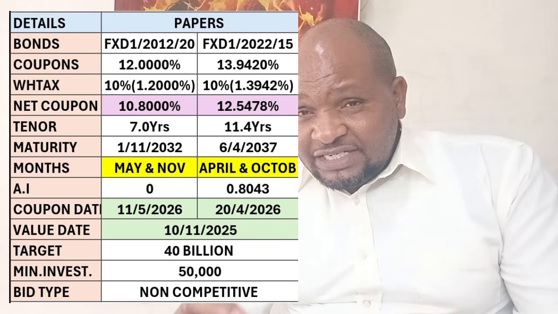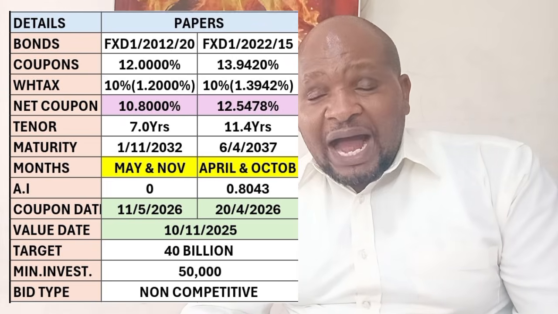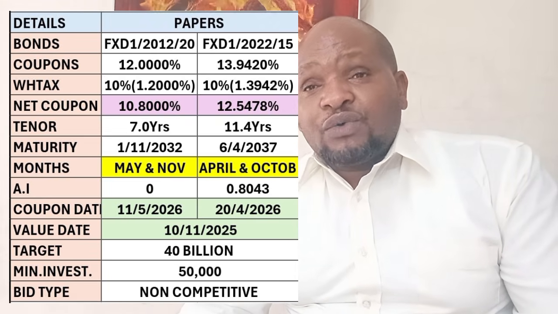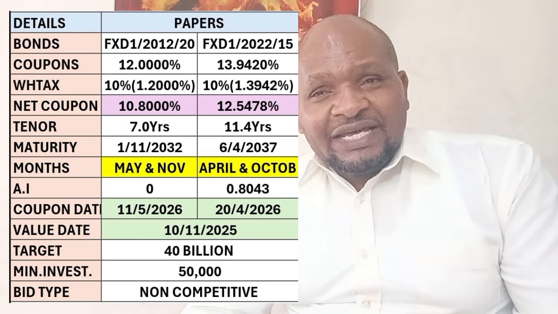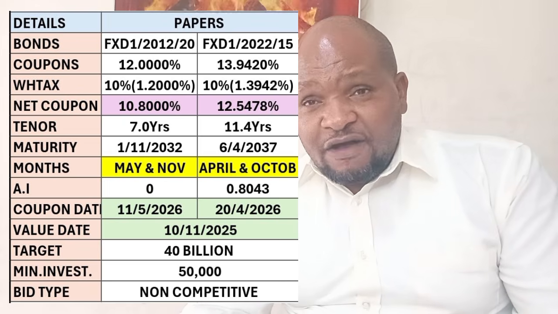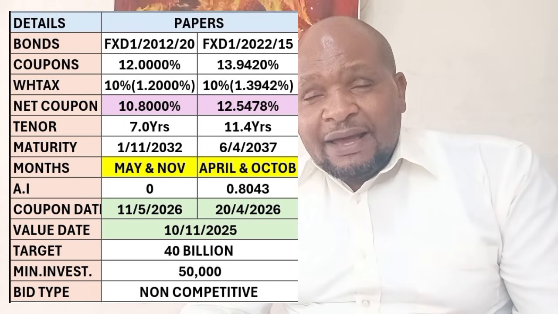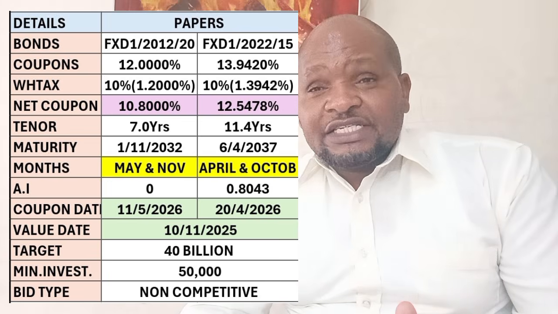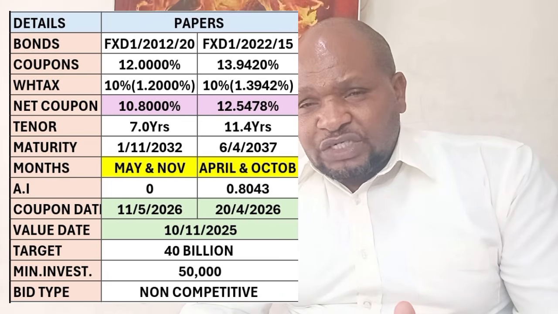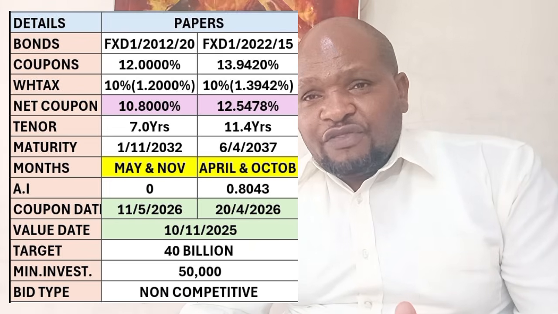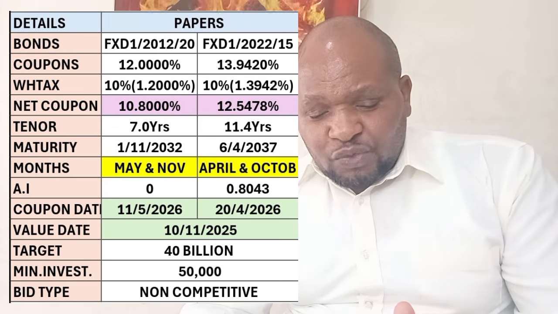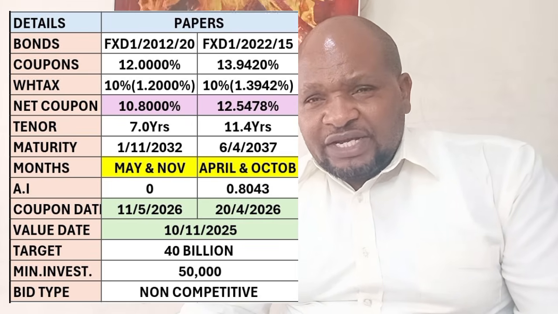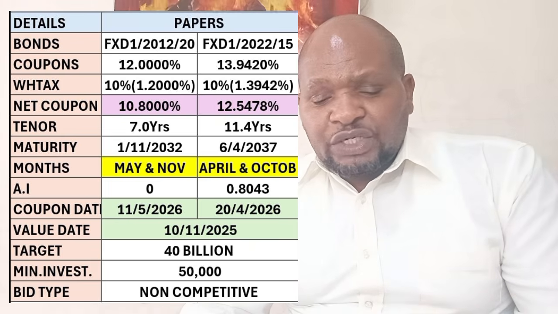Accrued interest, which is the interest that has been generated so far on this paper up to the settlement date. The first paper, FXD1 2012-20, has zero accrued interest. And what it means is that the settlement date for November 2025 bond auction, which is the last day for paying of our successful bids, coincides with the coupon payment date. And for that reason, then the paper has zero accrued interest. The accrued interest for the FXD1 2022-15 is 0.8043 for every 100. The next coupon date for the two papers is 11th of May 2026 for the FXD1 2012-20 and 20th of April 2026 for the FXD1 2022-15.